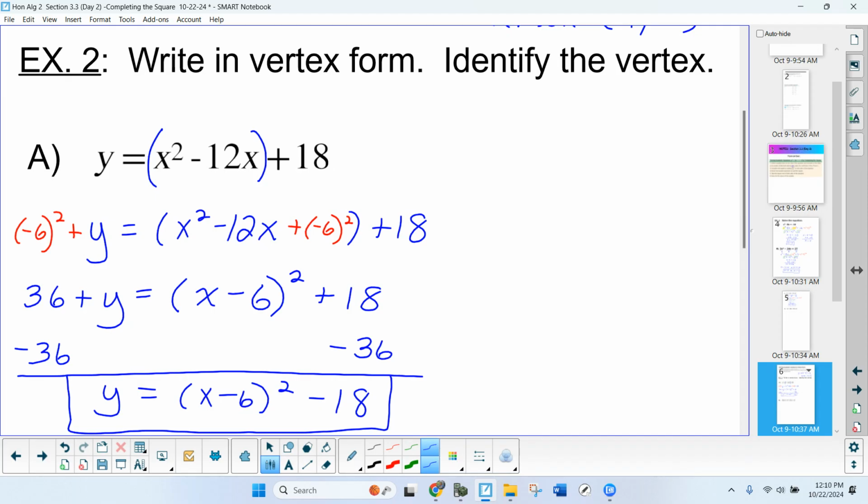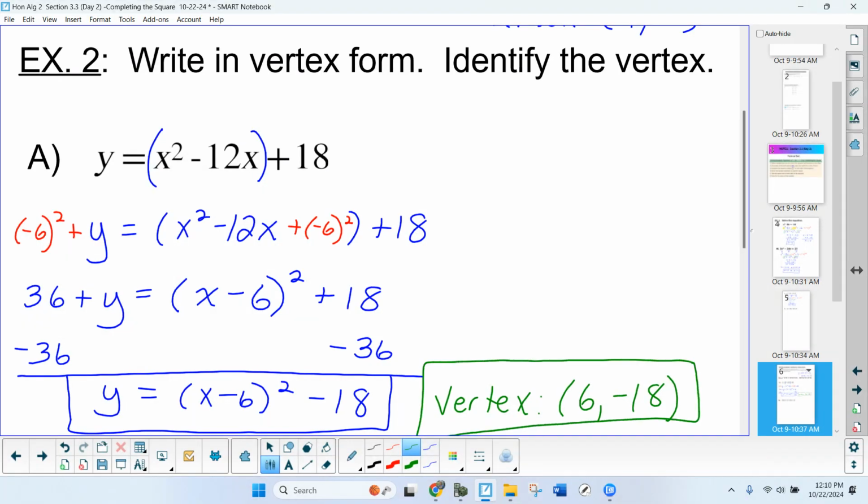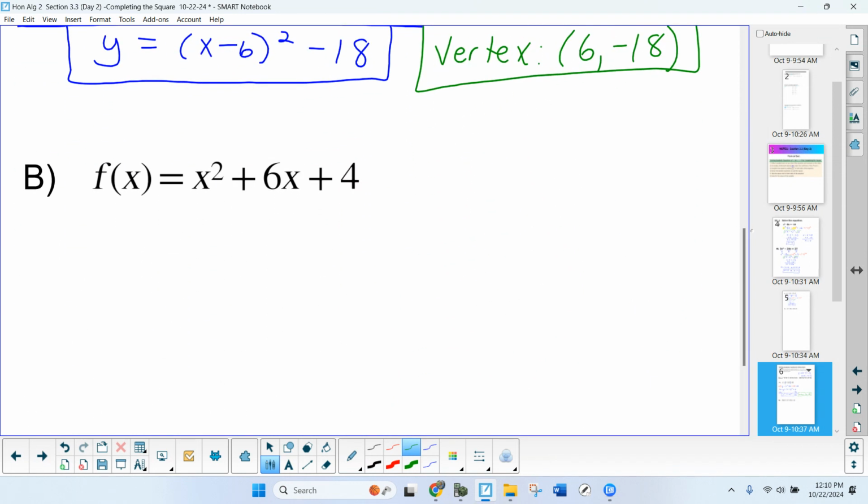It'll be a little trickier when a is not 1, but I don't think this is bad. What is the vertex? Well, which way did this one shift? Right 6 and what's your vertex? Because it says state the vertex. Thoughts on A? Okay. B, I'll get you started. Group those together. Now, this says f of x, which is the same as y. Don't treat it any differently. Leave some space. Go. See if you guys can get this one.